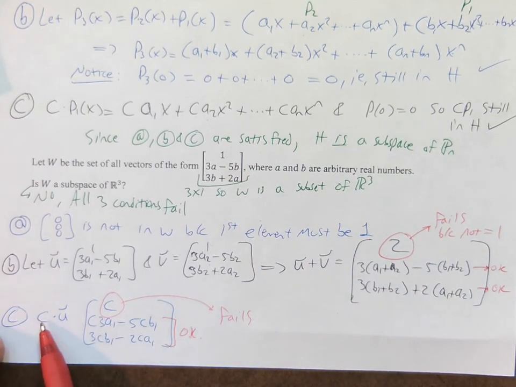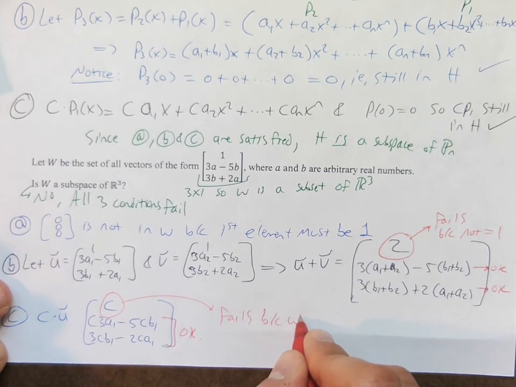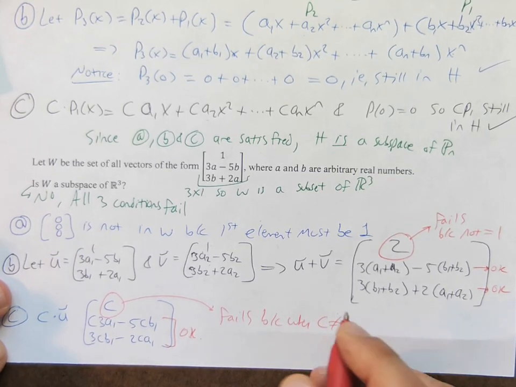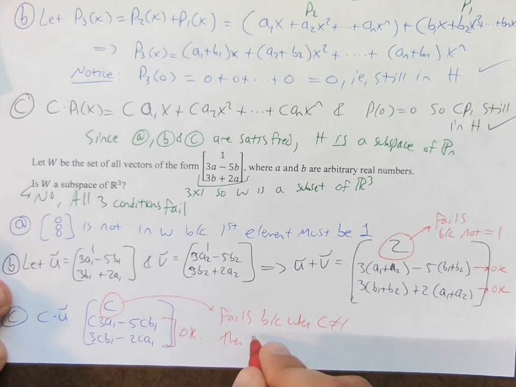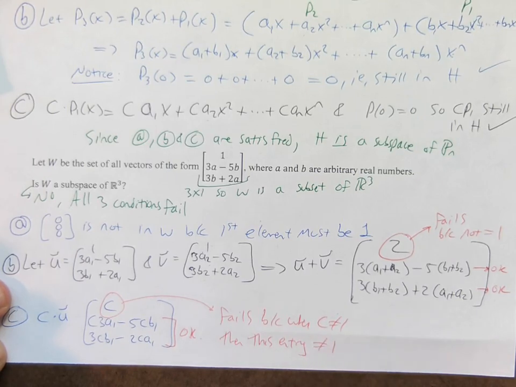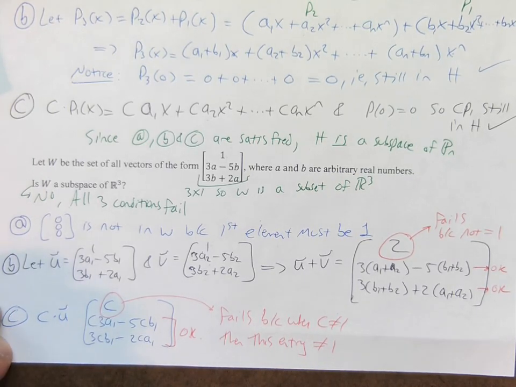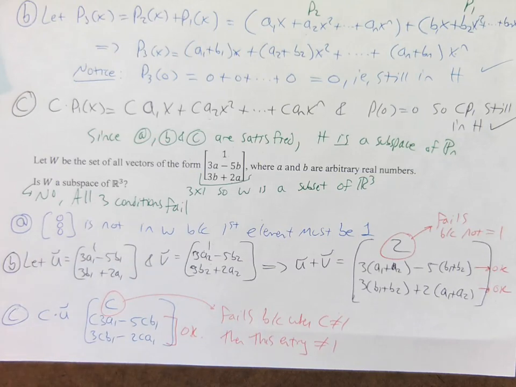Well, c is some arbitrary scalar. It can be any number that we want. And so if c is in the first spot, it could be something not 1. And so if c is not 1, this fails. So this fails because when c is not equal to 1, then this entry is not equal to 1. And so all three properties on this particular space fail, which is why it is not a subspace.